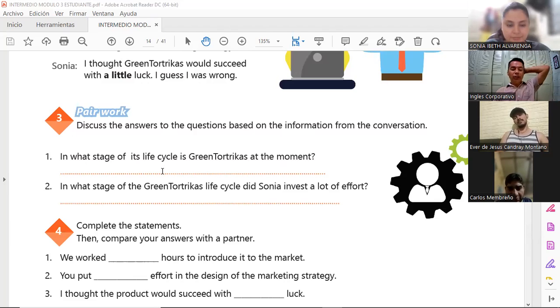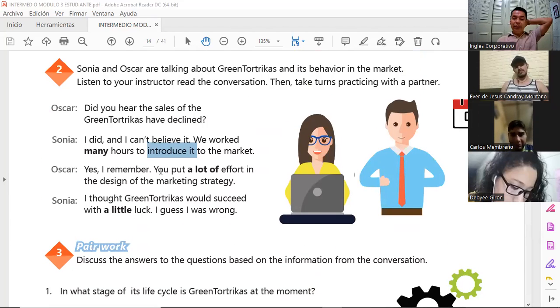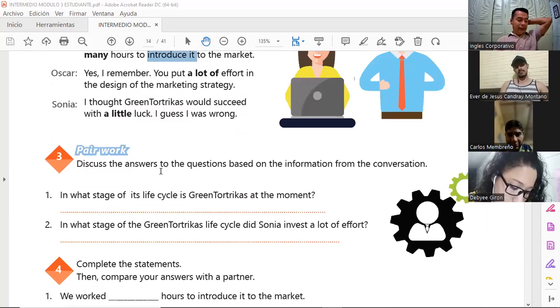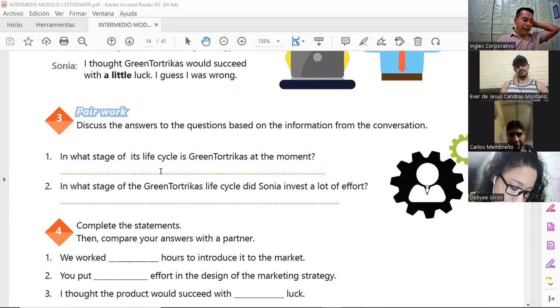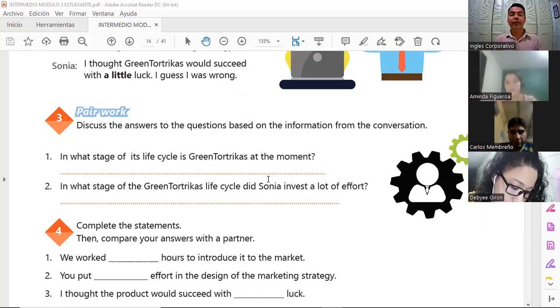Yvette, what stage? In decline. Decline? Mm-hmm. Decline, right? Yes. Okay. Decline stage. Totally correct. And number two, in what stage of the green tortricas life cycle did Sonia, no Sonia, ve, this other Sonia, right? Invest a lot of effort. Who's going to help me? Aminda, please. Market introduction. Very good. I like that you manage the stage, right? Yes. Good. Nice.